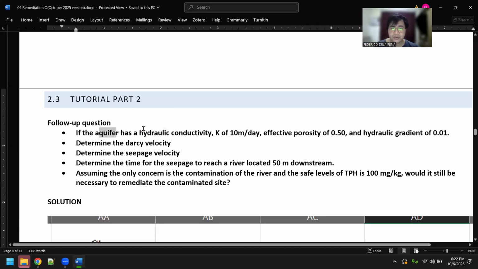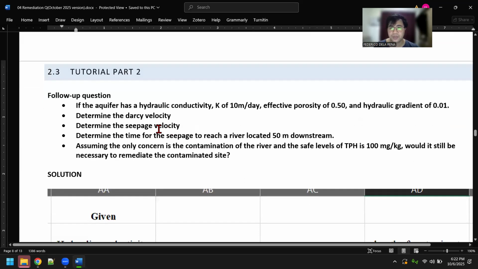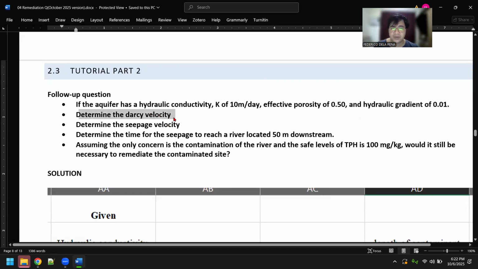let's say that you know that the aquifer has a hydraulic conductivity of 10 meters per day, an effective porosity of 0.5, and a hydraulic gradient of 0.01. Determine the Darcy velocity, determine the seepage velocity, and determine the time needed by the seeping contaminant to reach a river located 50 meters downstream. Okay.